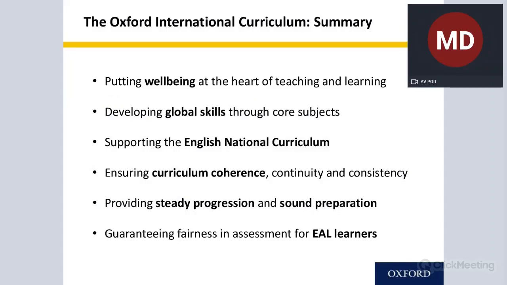Okay, so in summary, the Oxford International Curriculum is putting well-being at the heart of teaching and learning. We're developing global skills through the core subjects. We're supporting the English National Curriculum as a basis. We're ensuring that we have curriculum coherence, continuity, and consistency. We're providing steady progression and sound preparation. And we are guaranteeing fairness in our assessment for English as additional language learners.